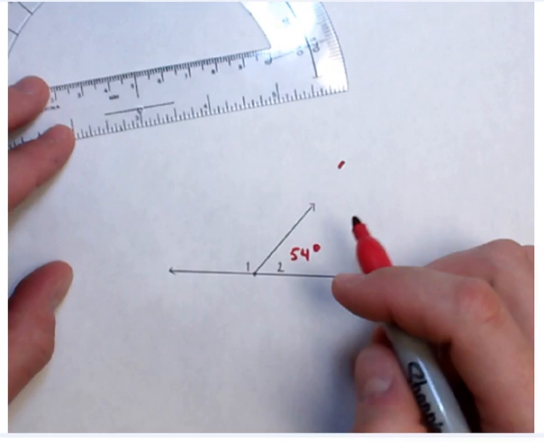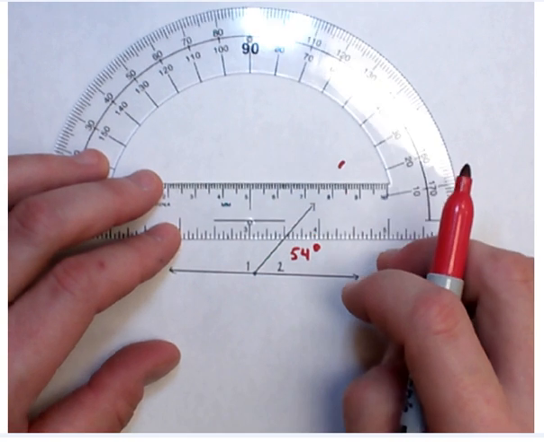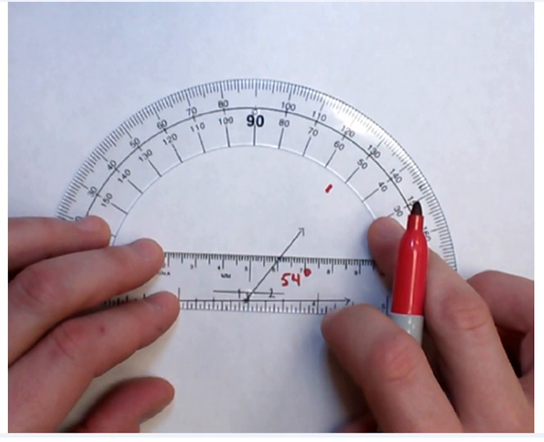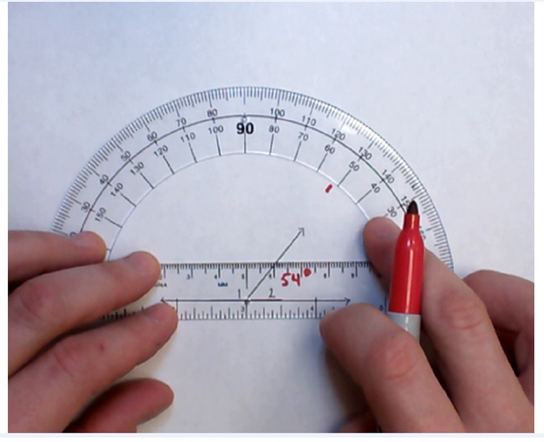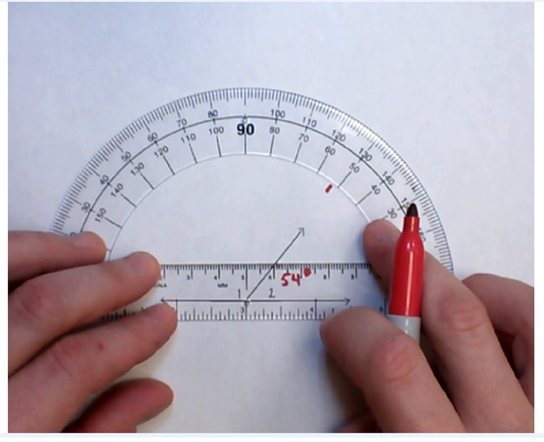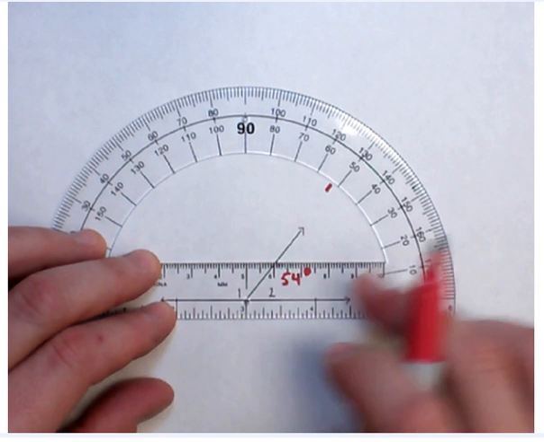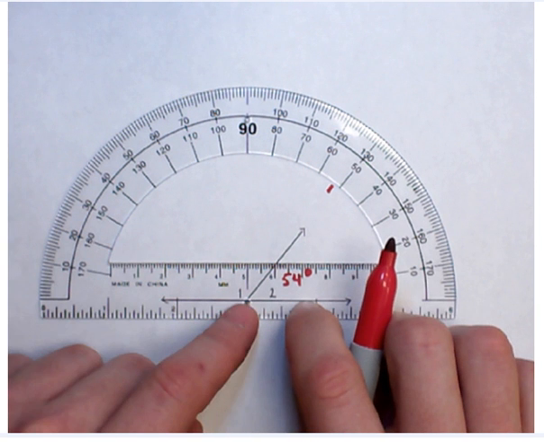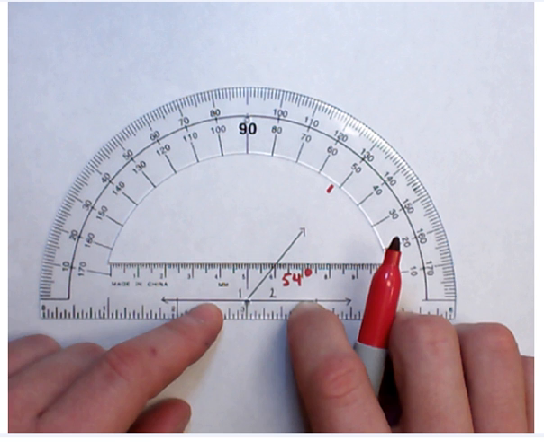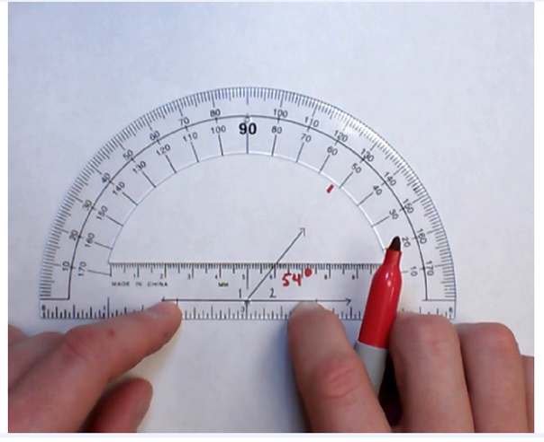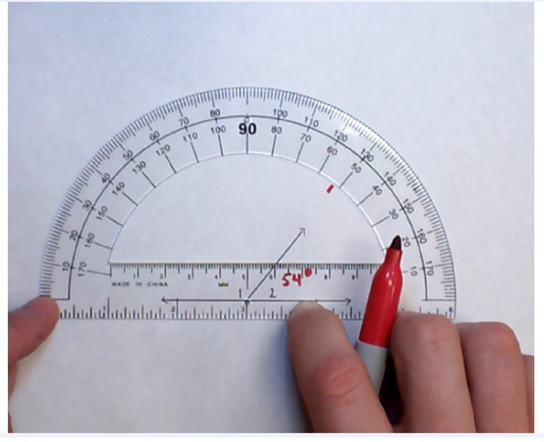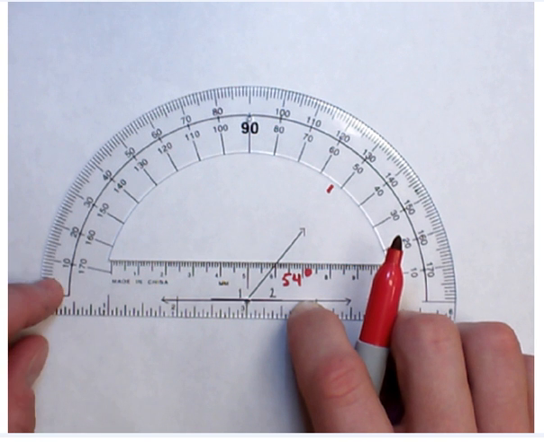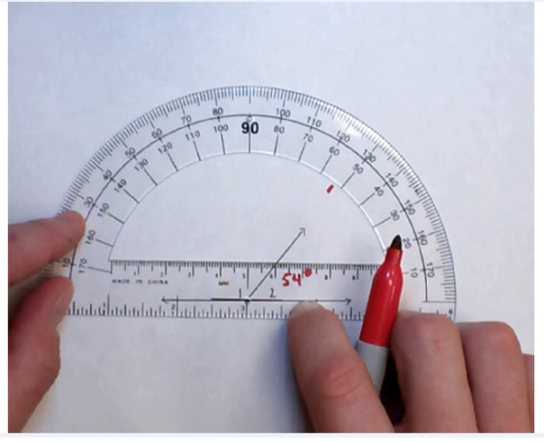Now for angle 1, I'm going to set it up the same way. I'm going to put the hole of the protractor on the vertex. Now I'm going to line up again the horizontal line. This time though, for angle 1, the bottom side is to the left. The arrow is pointing left. So I'm going to think of this as 0. I'm going to use my top numbers, 10, 20, 30, and so on.